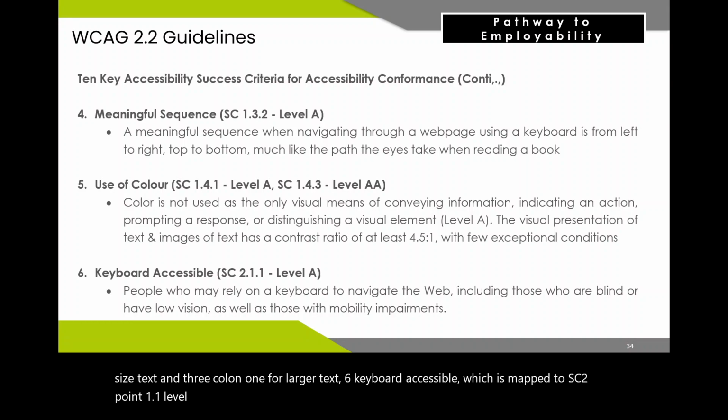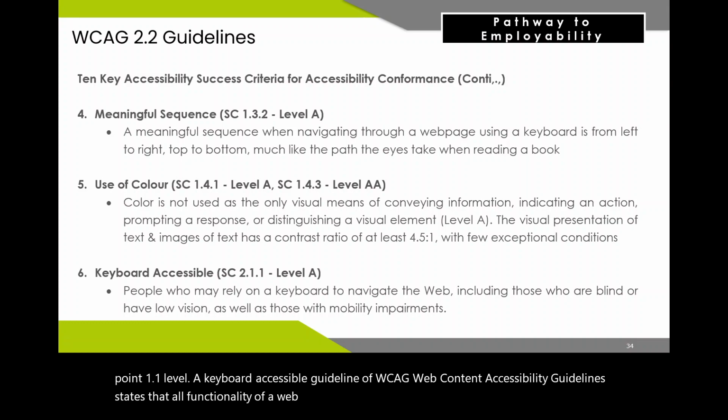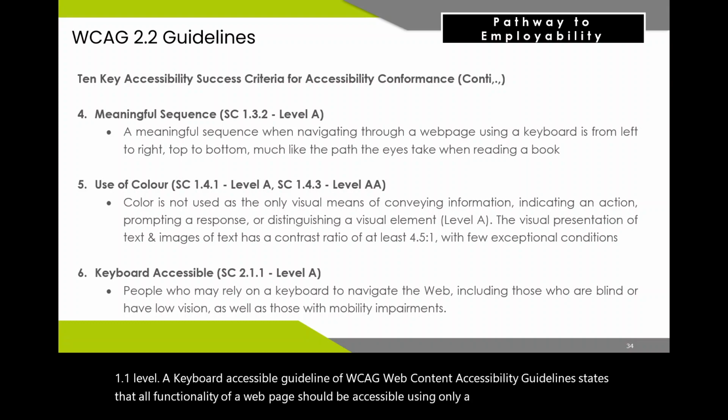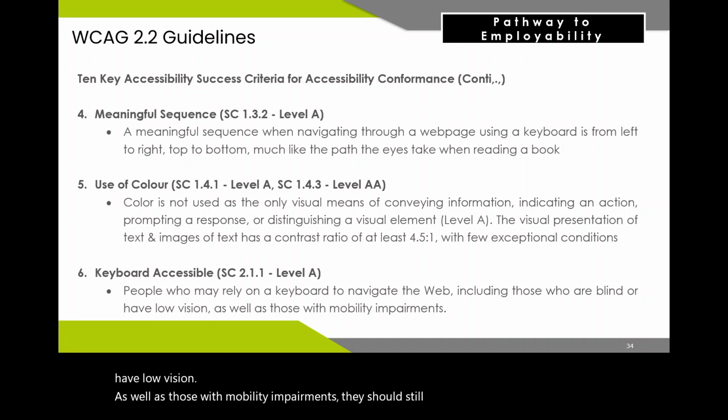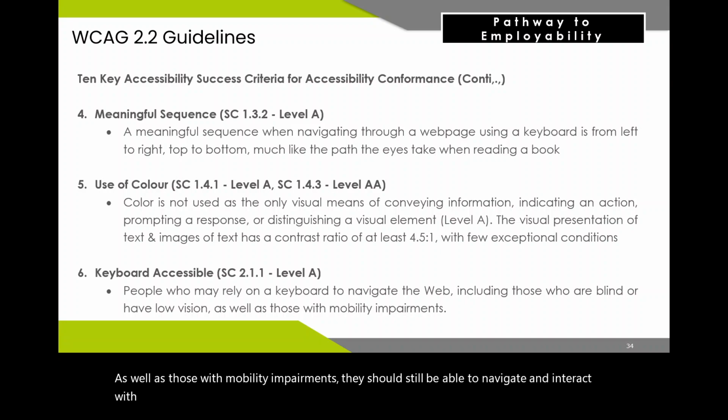6. Keyboard accessible, which is mapped to SC 2.1.1, Level A. The Keyboard Accessible guideline of WCAG, Web Content Accessibility Guidelines, states that all functionality of a web page should be accessible using only a keyboard. This means that users who cannot use a mouse or other pointing device, i.e. those who are blind or have low vision, as well as those with mobility impairments, should still be able to navigate and interact with the page by using keyboard.